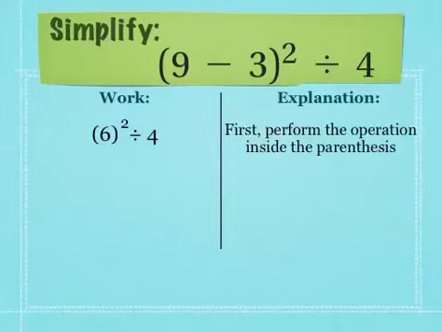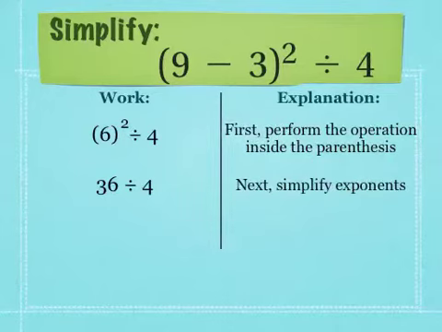The next thing I look for in the order of operations is exponents. If you notice, this problem does have an exponent. I have 6 to the second power, or 6 squared. So next I'm going to simplify that. Remember, 6 squared means 6 times 6, which is 36. Again, I'm not dividing by 4 yet, so I'm going to bring that down. And my explanation would be next, simplify exponents.